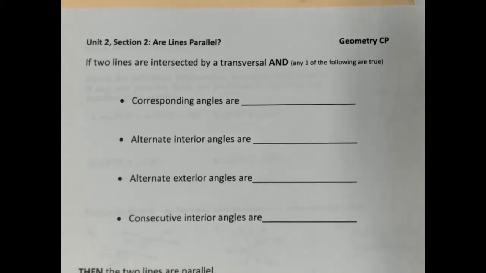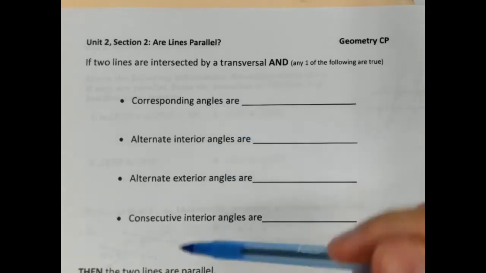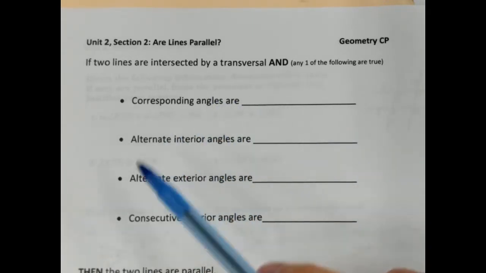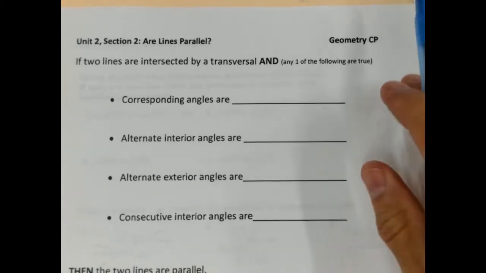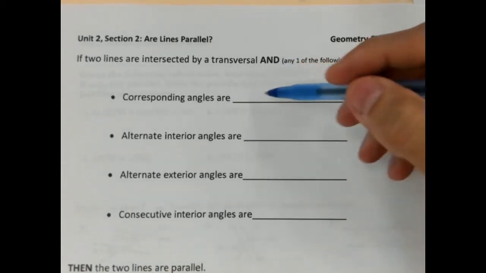Hey everybody, today we're going to be going over the second section of Unit 2, which is entitled Our Lines Parallel. And this is really going to be more of an extension of what we learned in section 2.1, because basically we're just taking these four relationships and talking about how you can use these to prove lines parallel, okay? So let's go through this fairly quickly because this doesn't really take a whole lot of time.